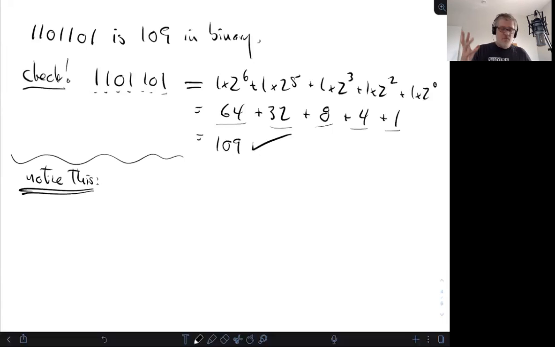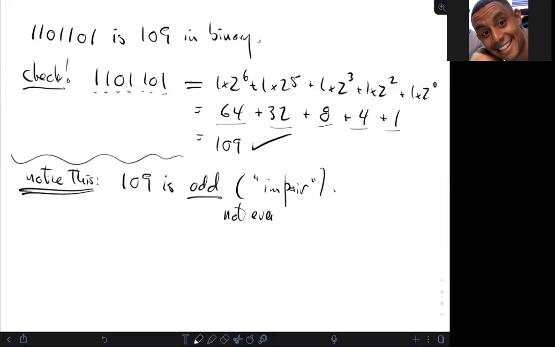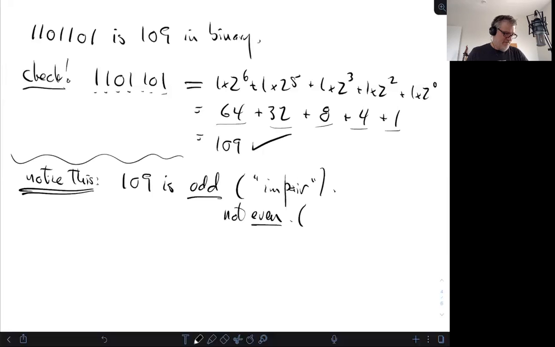Okay, so 109 is an odd number, right? For those of you who've studied in French and might not have seen this word before, it's impair. It's not divisible by 2, okay? So it's odd. It's not even. Not pair. So even is pair, odd is impair. All right, so 109 is odd.